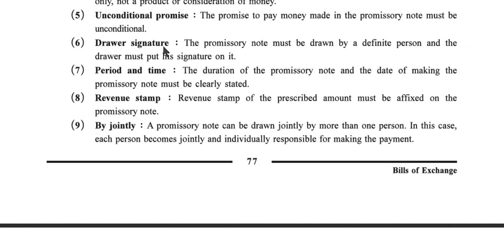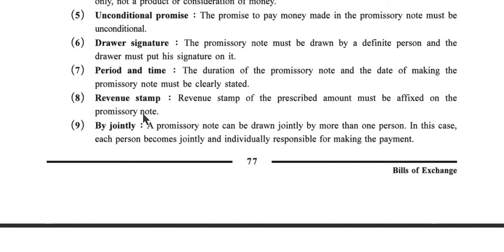Sixth, drawer's signature. The promissory note must be drawn by a definite person and the drawer must put his signature on it. Seventh, period and time. The duration of the promissory note and the date of making the promissory note must be clearly stated. Eighth one, revenue stamp. Revenue stamp of the prescribed amount must be affixed on the promissory note.